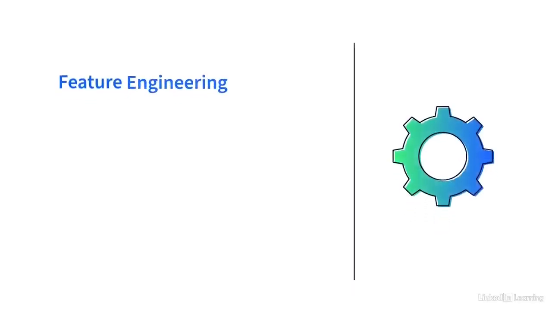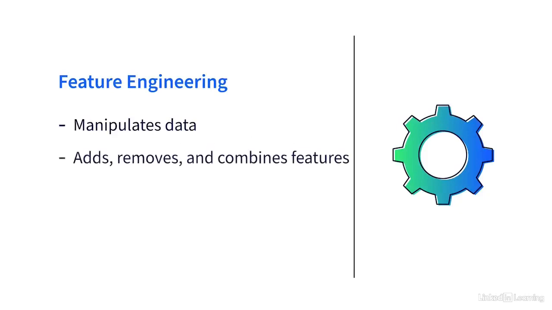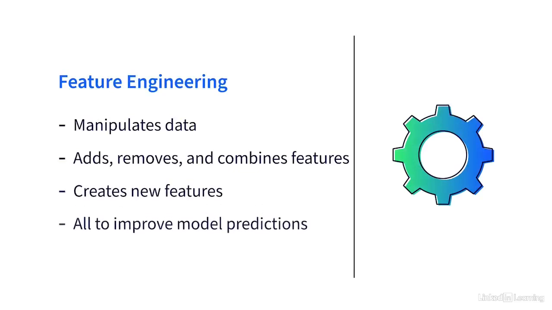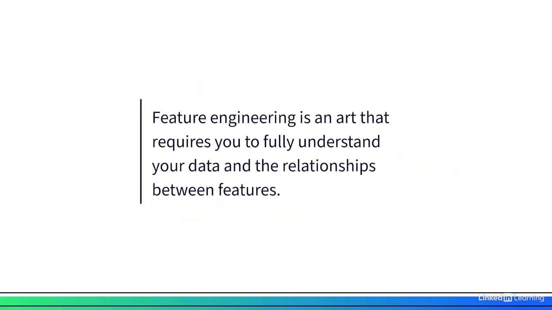Feature engineering is a process that manipulates your data, adding new features, removing highly correlated features, and combining features to create new features, all with the goal of improving training and your model's prediction capabilities. Feature engineering is an art that requires you fully understand your data and the relationships between features.